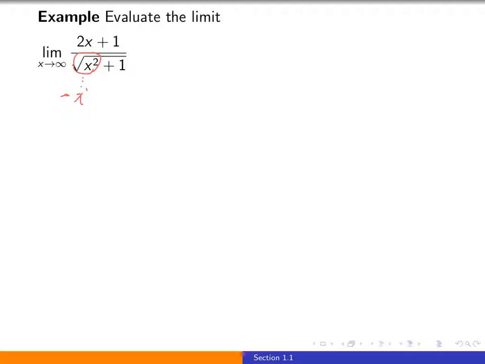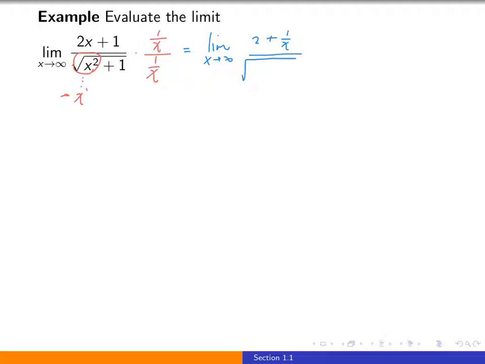So with that in mind, we are going to multiply by 1 over x divided by 1 over x. So it's multiplying by 1 in a fancy way. So this will be the limit as x approaches infinity. And when that 1 over x distributes in the top, that will be 2 plus 1 over x. And in the bottom, what we would like to do is somehow get that 1 over x inside the square root.